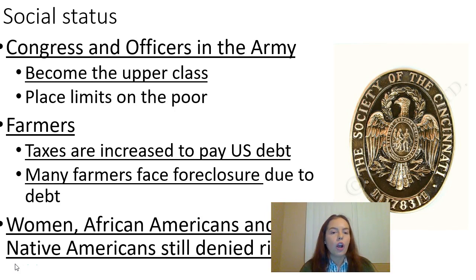We see that Congress and officers in the Army become the new upper class, and they hold the new title of the elite in America, and they begin making legislation that places limits on the poor just because it keeps the poor poor. It doesn't benefit the poor at all. And so we see that Congress and officers in the Army hold this new status, and they take the loyalists' place as the upper class and the elite.